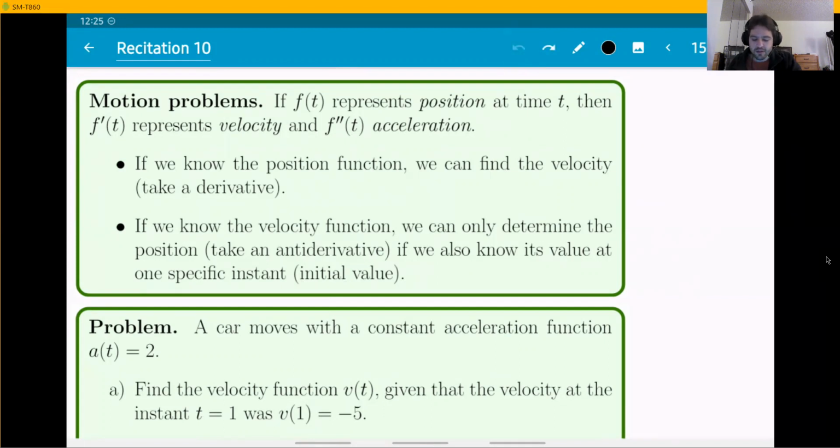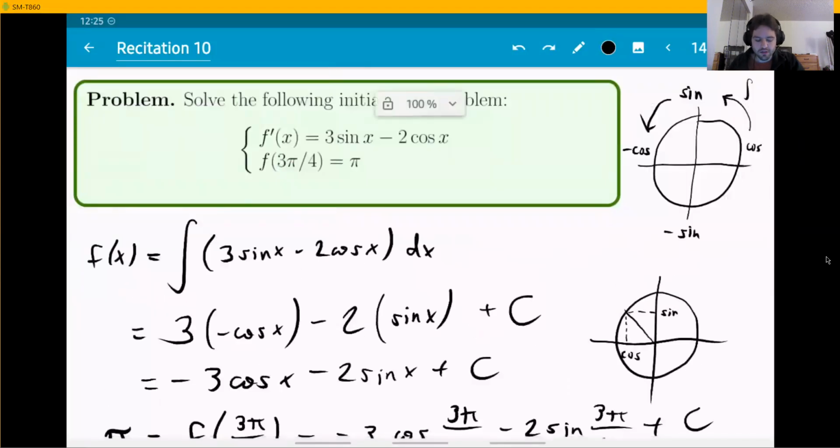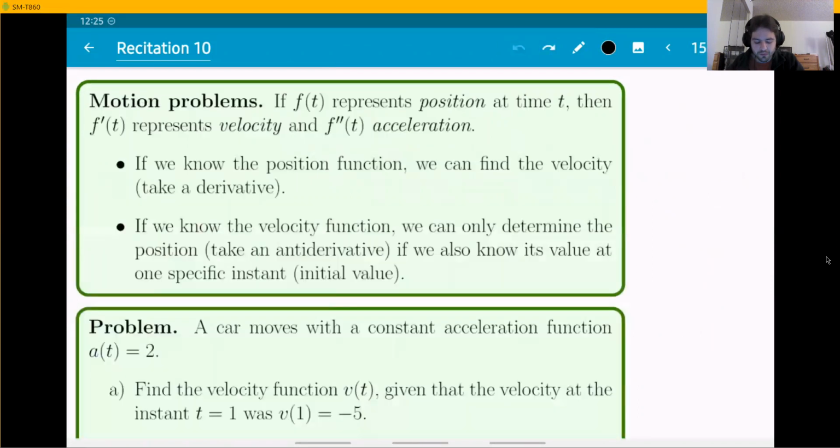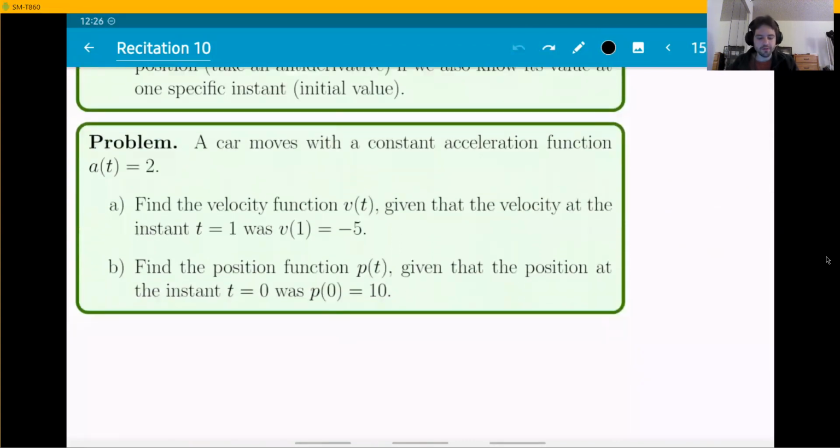This is exactly the type of thing that we've been doing with initial value problems. Going back to the previous slide, the process of taking an antiderivative, you can think about it this way. It almost completely determines the function, but there's one unknown, the plus c, that in order to find, you just need the value of the original function at one specific value or point.